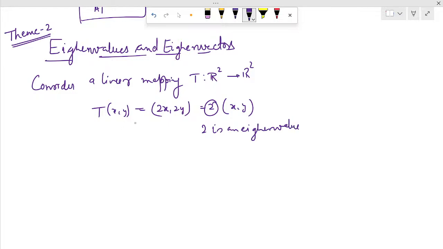So if your linear transformation is such that T(x, y) is simply (lambda x, lambda y), you just take lambda common out and you get (x, y). So clearly this lambda is called the eigenvalue.